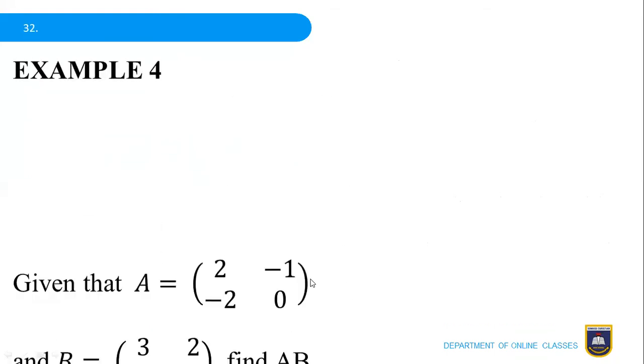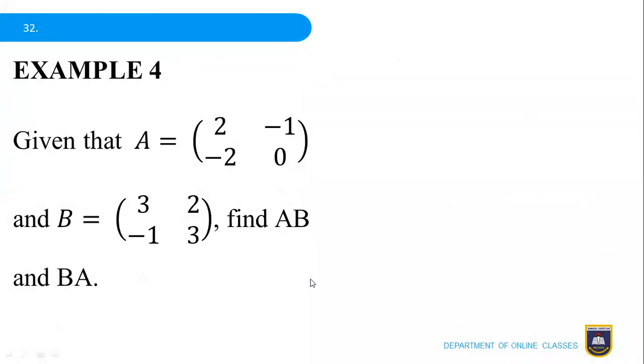Another example, we have example 4. Just do this quickly, let's see. Let me call someone to give us the answer. Awaga Cromwell, you will give us the answer to this problem. Awaga.